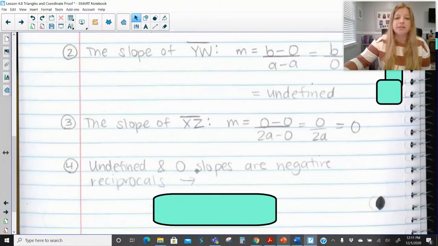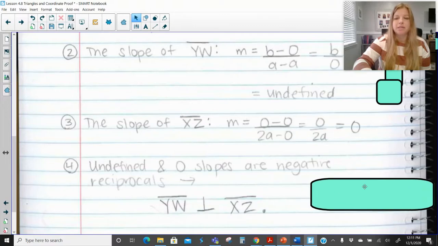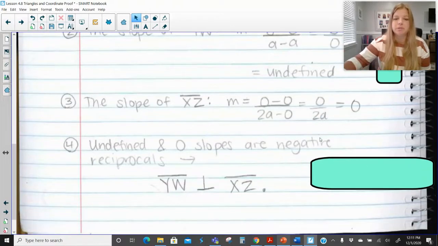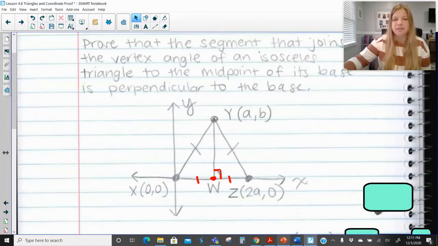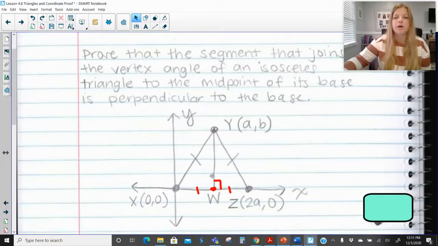Because undefined and 0 slopes are negative reciprocals, that means that those two segments are in fact perpendicular to each other. And if they're perpendicular to each other, then of course that does mean that there is a right angle there. So creating that point W, calculating the slope of YW, calculating the slope of XZ, finding they have negative reciprocal slopes, proves that they are perpendicular to each other.